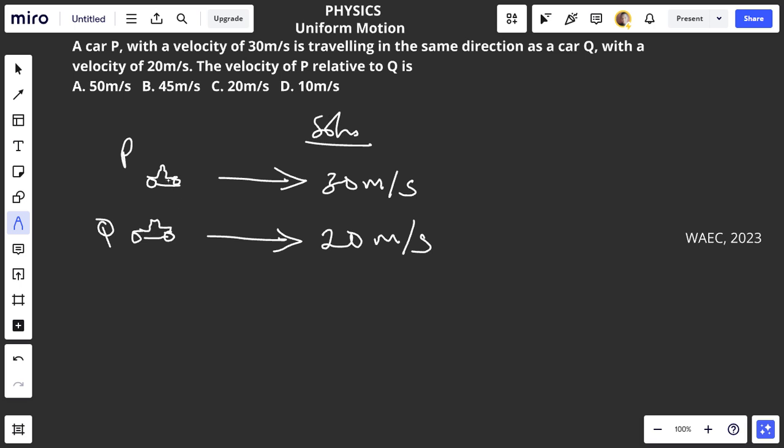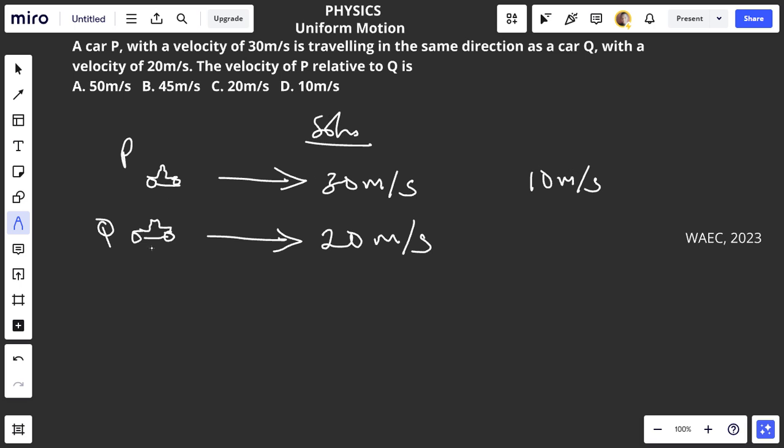Now, since this one is traveling at 30, this one is traveling at 20, this car P will only be greater than the speed of car Q. P will only be greater than Q by a margin of what? 10 meters per second. So somebody who is in car Q will see car P moving ahead of them at the speed of 10 meters per second.